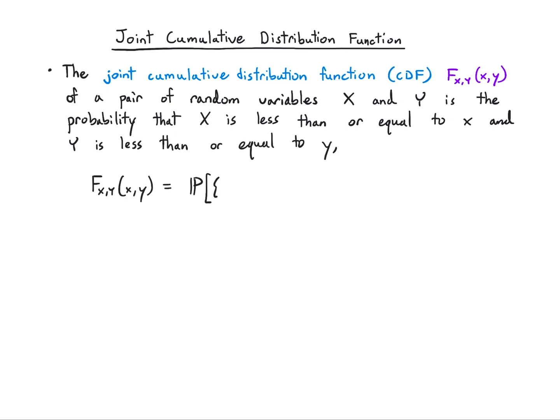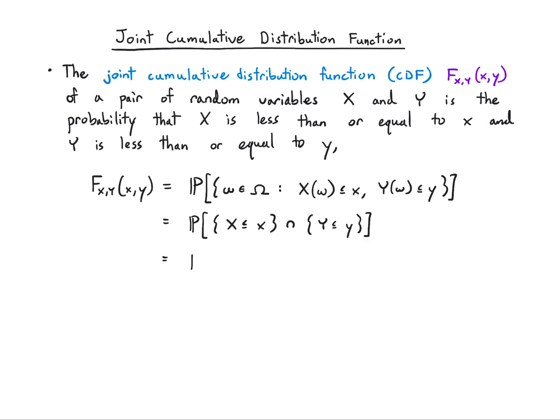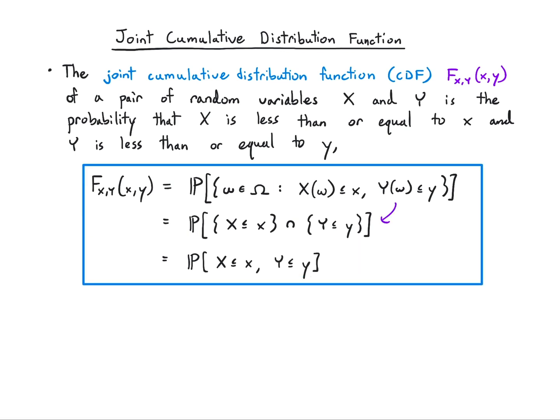So formally, it's defined as the probability measure of outcomes that map to things that are less than those values simultaneously. This comma is an important little distinction here. In this set builder notation, it just means that both of these conditions have to be enforced. If I want to think about two sets that I'm intersecting, I could write it like this: the x that are less than or equal to x intersect with the y that are less than or equal to y. This is shorthand. And I could be even more casual about it. I could just write X is less than or equal to x, comma, Y is less than or equal to y. The comma means and.